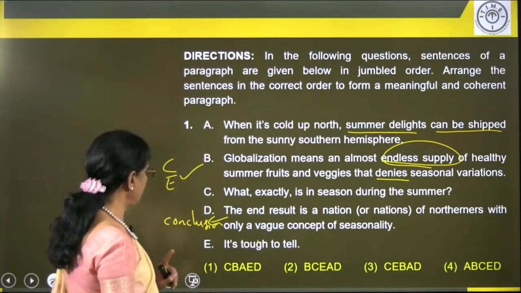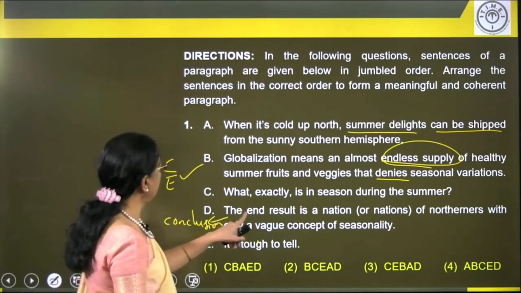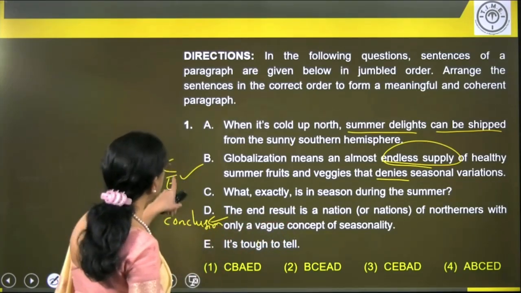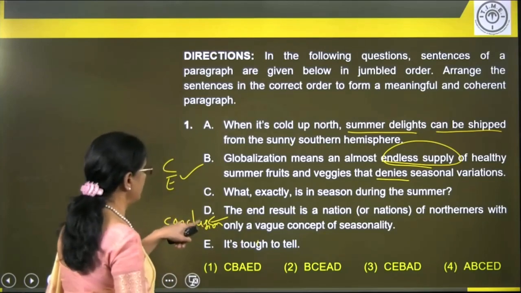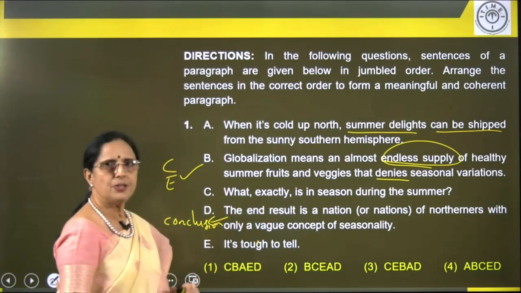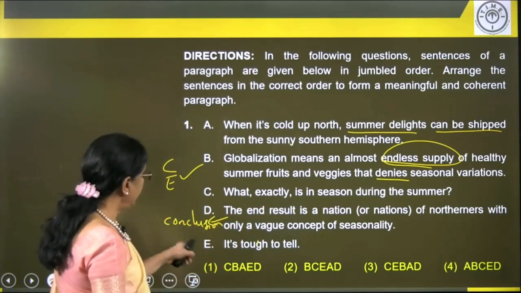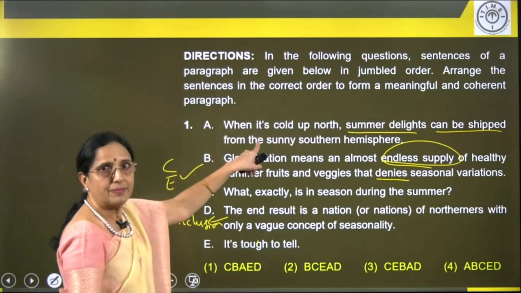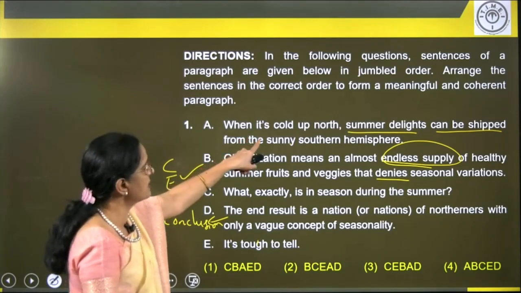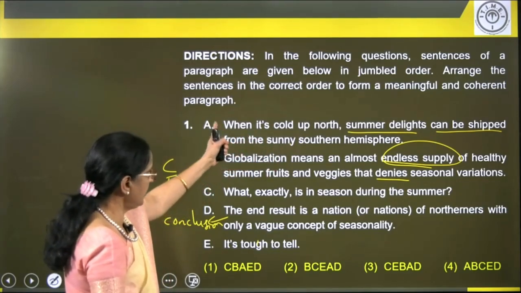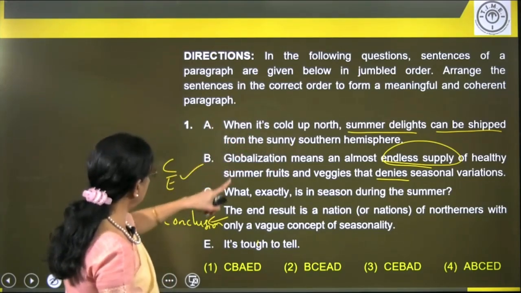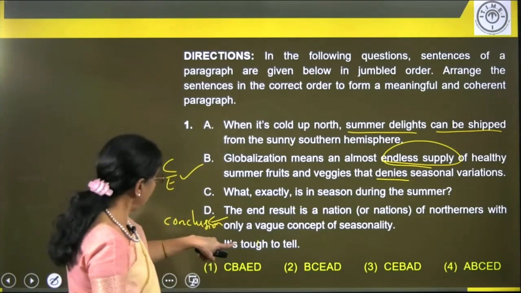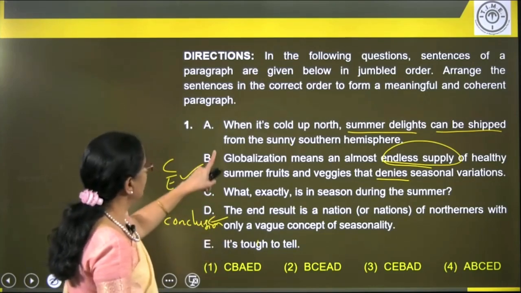CE is one combination, and then we decided D is the concluding statement. Alright. What should come after E? Now let's look at it. What exactly is in season during the summer? It is tough to tell. When it is cold up north, are you listening? When it is cold up north, summer delights can be shipped. So you can take CE, okay? And then what should come later?